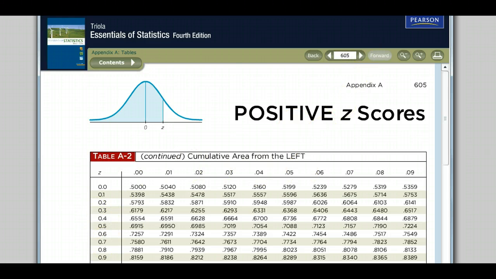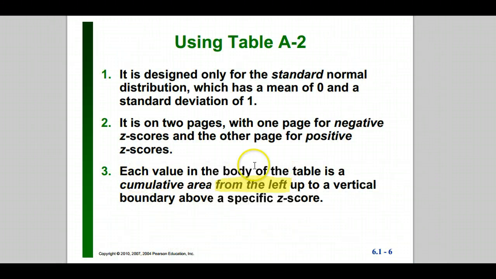Alright, and this is the big thing. Each value in the body of the table. Alright, the left side gives you the first 2 place values, the whole number and the tenths, and then up along the top is the last place value, the hundredths place. And once you find where they intersect, you're finding the area to the left of that value. Alright, and that area is the probability. That's the new thing that we have to get down.